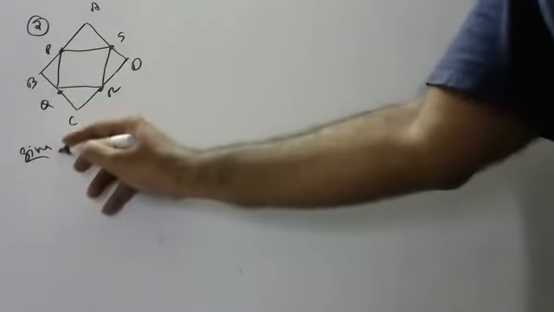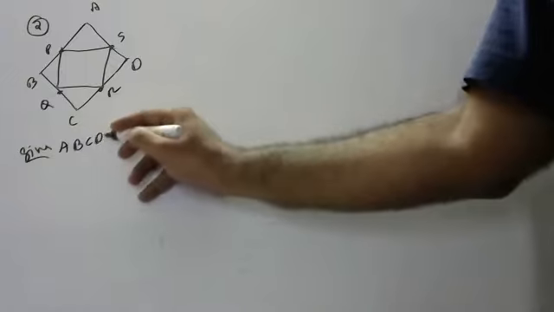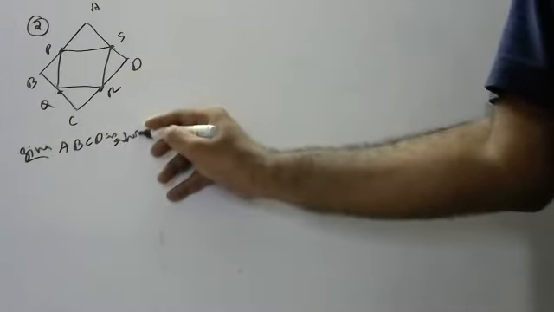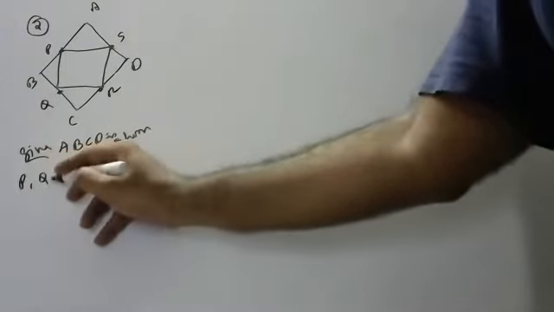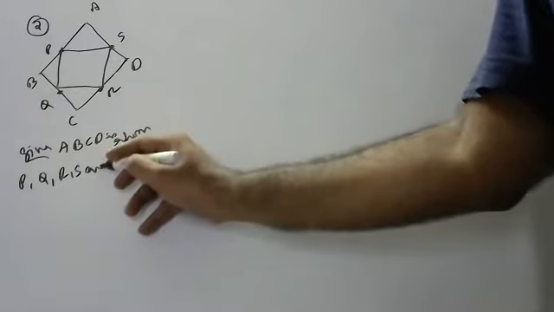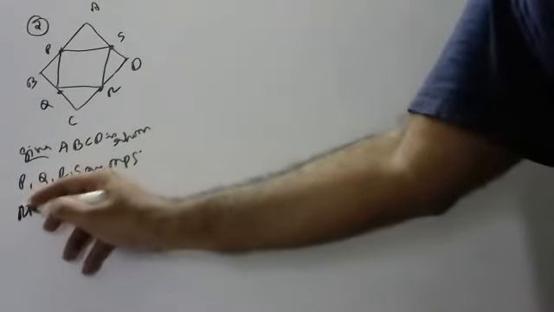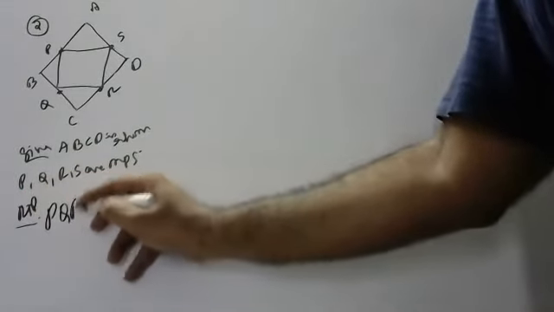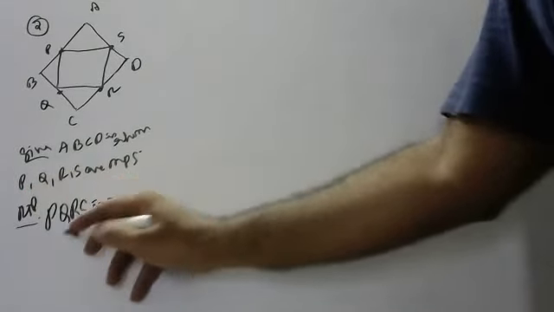Given what, children? First, what they gave: ABCD is a rhombus. P, Q, R, S are midpoints, he said. Okay, children, what do we have to prove? Show that PQRS is a rectangle. This is quite important.